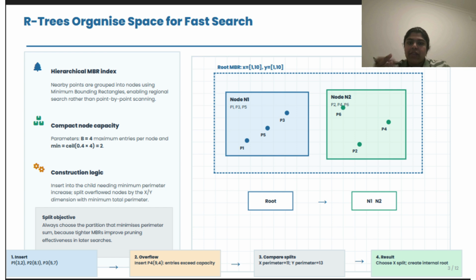As per the construction, when a node overflows, I choose the split that minimizes the total perimeter. You can see that on the slide as well at the bottom, where it shows inserting P4 causes an overflow, and an X split gives a perimeter of 11 while a Y split gives a perimeter of 13. So I choose X. I always minimize the perimeter because a tighter rectangle means more aggressive pruning later, and a looser rectangle means forcing unnecessary exploration. A tight rectangle gets eliminated faster.